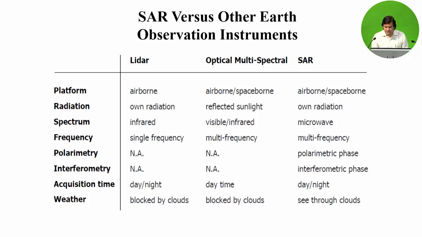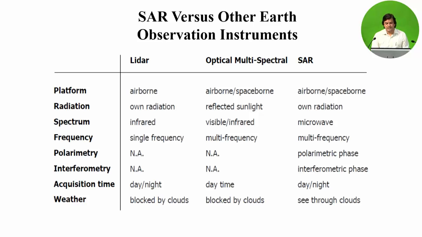When we are talking about SAR remote sensing, due to its active property, it can collect the data set in daytime and nighttime. Another comparison is for the weather. LiDAR remote sensing from very high altitude cannot be done in cloudy situations, because all the radiation or electromagnetic waves emitted by the LiDAR sensor will be completely blocked by the clouds.